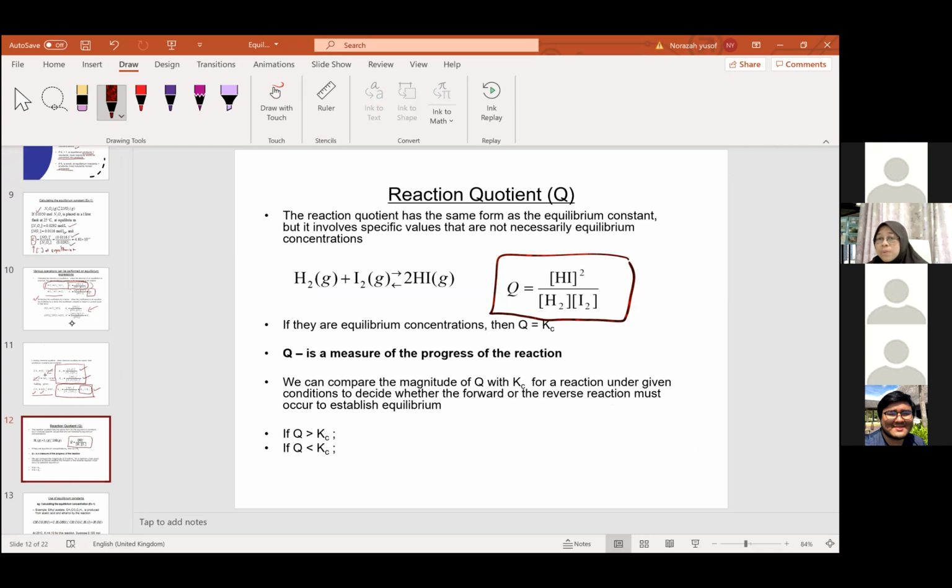It has a similar way of expressing Kc, so do not get confused because you use the same expression. Q is also the concentration of product over reactant. But once it is at equilibrium, now Q is Kc. So Q is how to measure the reaction progress.